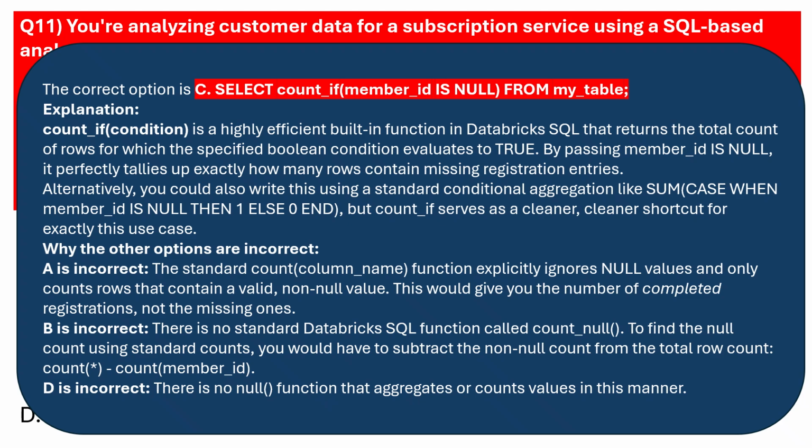B is incorrect. There is no standard Databricks SQL function called count_null. To find the null count using standard counts, you would have to subtract the non-null count from the total row count: count asterisk minus count member_ID. D is incorrect. There is no null function that aggregates or counts values in this manner.